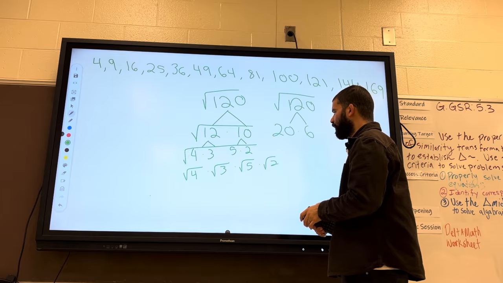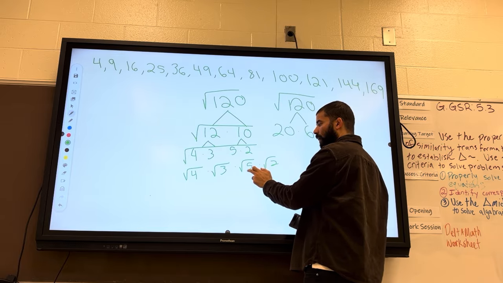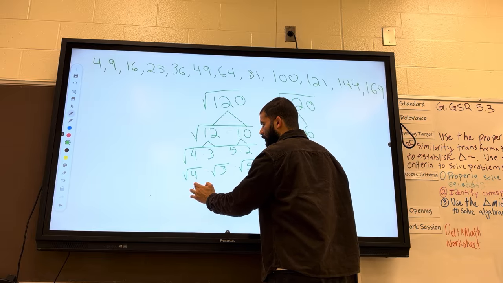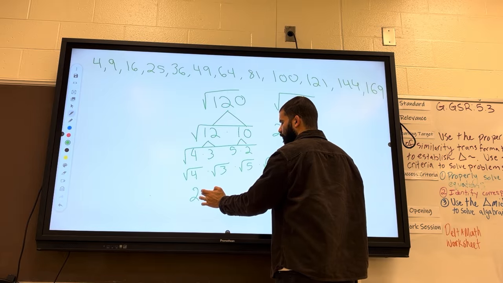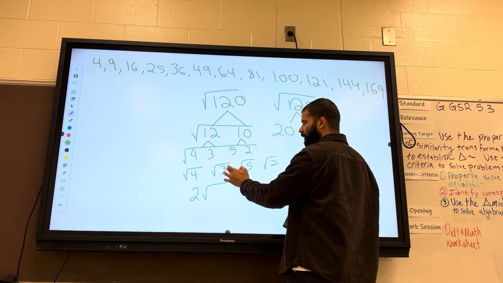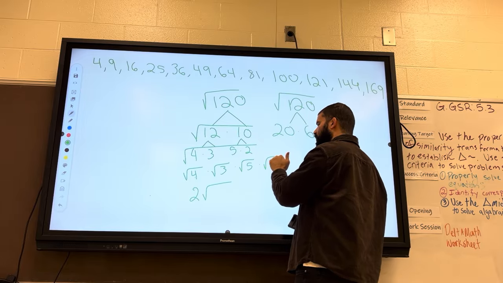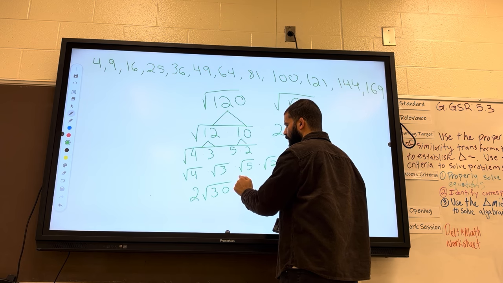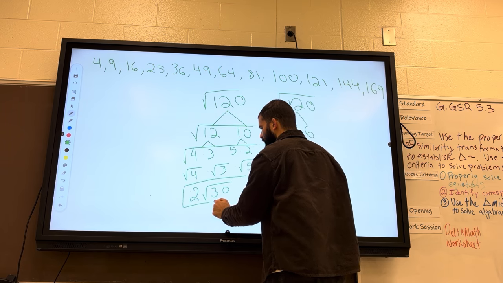Okay. This is not a perfect square. Not a perfect square, not a perfect square. Yes, a perfect square. So we can go 2 radical 3 times 5, that's 15, times 2, that's 30. Okay, and that's the answer right there.